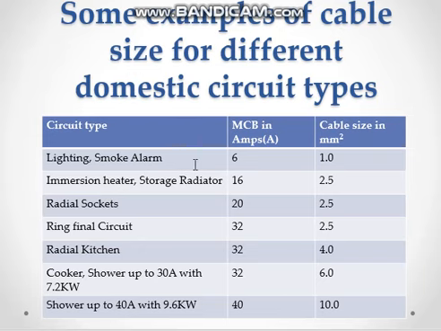So here I have some examples with simple calculations. For example, this one is saying that if we have lightings and smoke alarms which have an MCB of 6, you can use 1 square millimeter. And for example, this radiant kitchen, if it has an MCB of 32, you can use 4. These are examples of different installations where you can use different cables depending on the MCB you have.